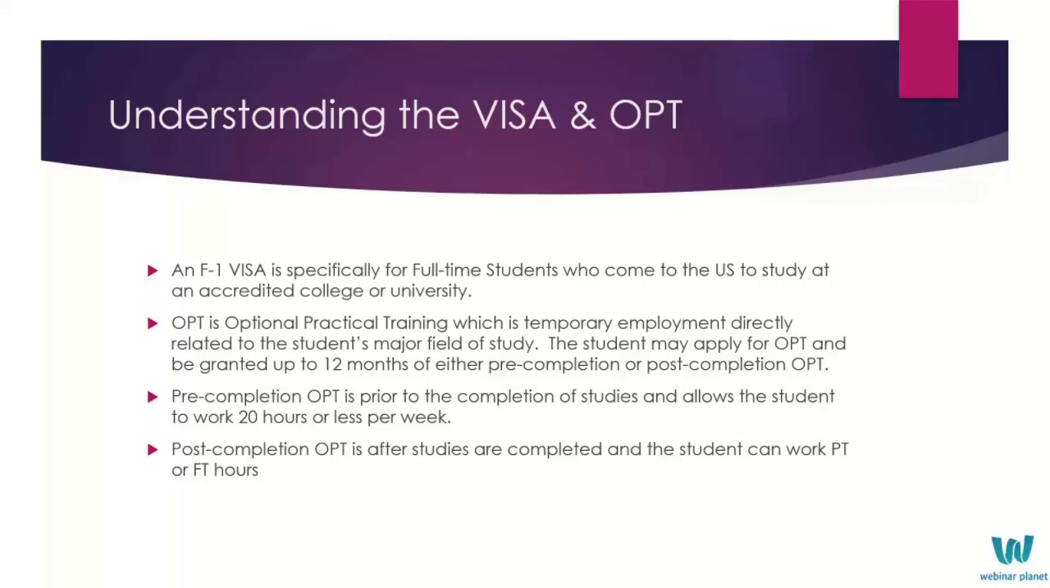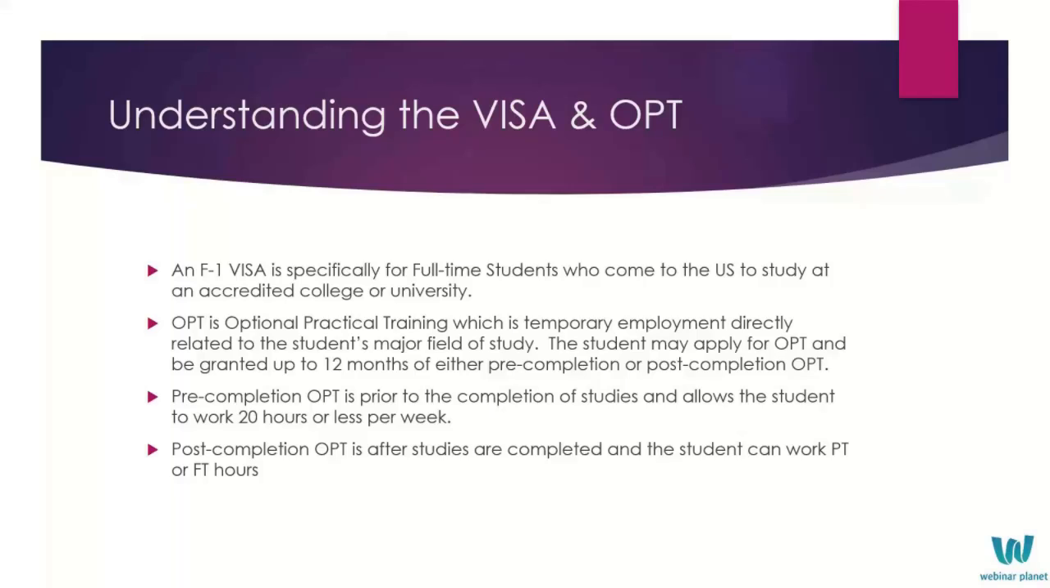and do those studies. Then they're also granted what is called optional practical training, and that is temporary employment that has to be directly related to their major field of study. They can apply for this OPT and be granted up to 12 months of the OPT, and it can be done either pre-completion of their studies or post-completion of their studies. So they have that choice, but they're allowed that additional 12 months.